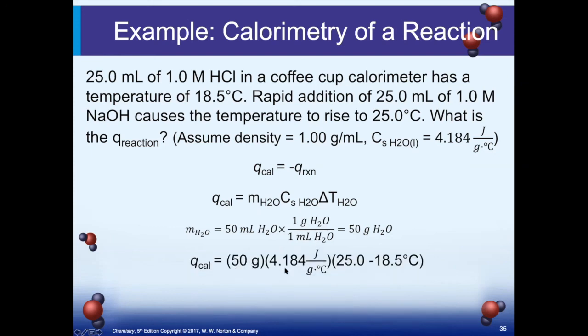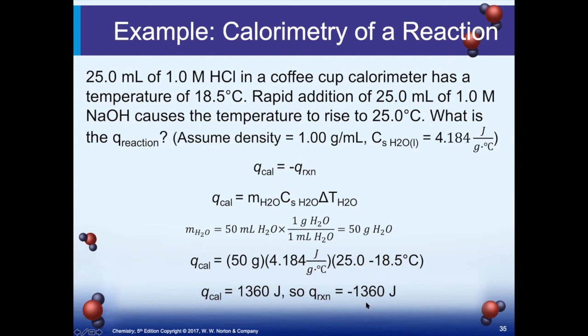So 50 grams of the water times 4.184 times the difference in temperature, final minus initial, and you get 1360 joules. And to answer the question, it's just the negative of that Q of the calorimeter. So the Q of the reaction is negative 1360 joules.